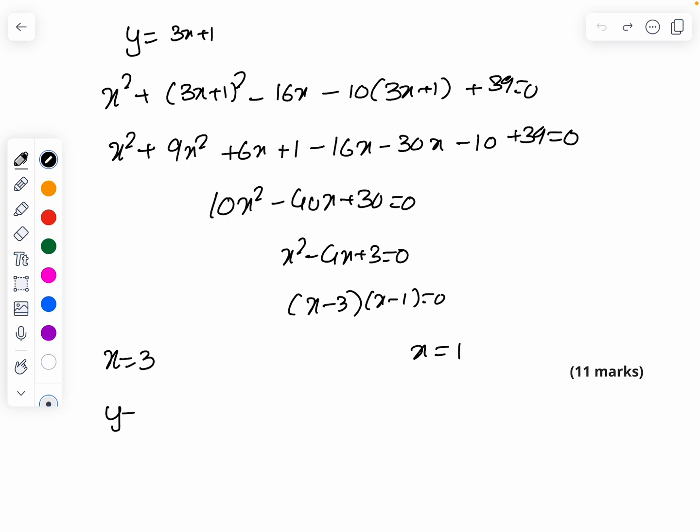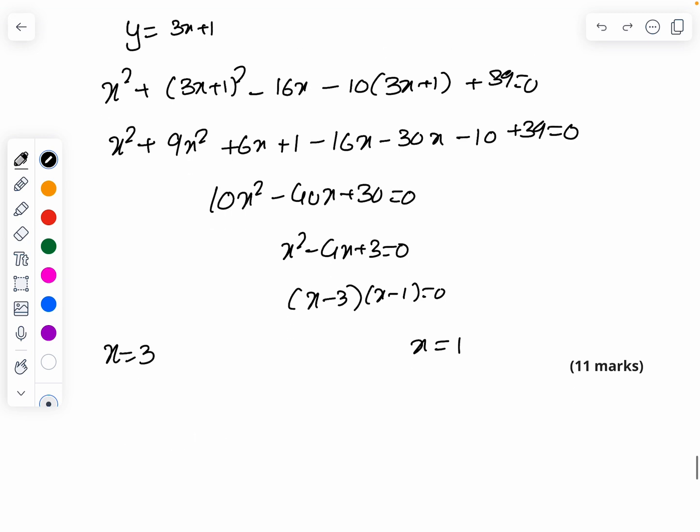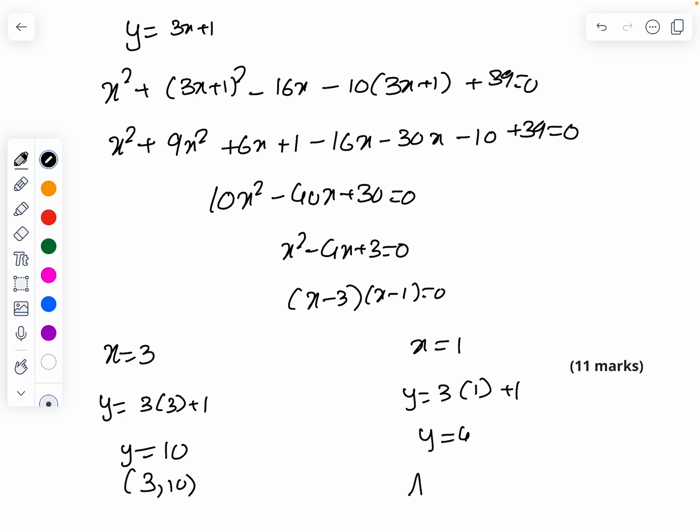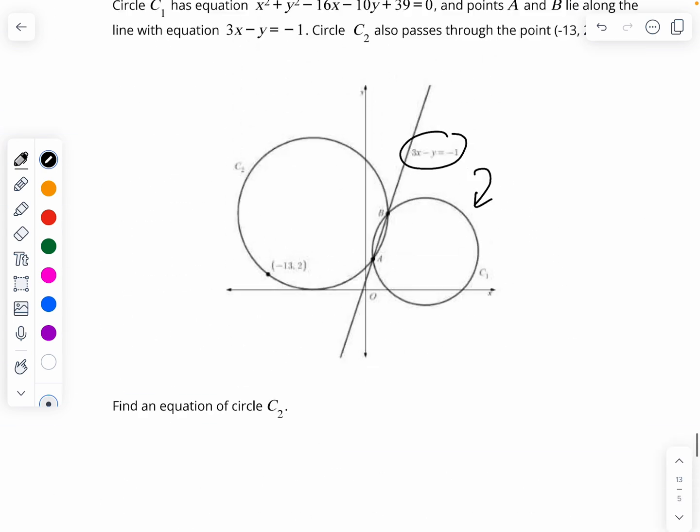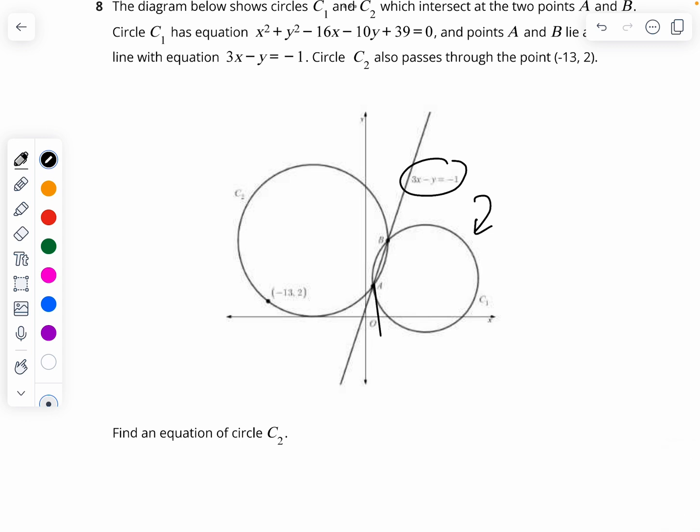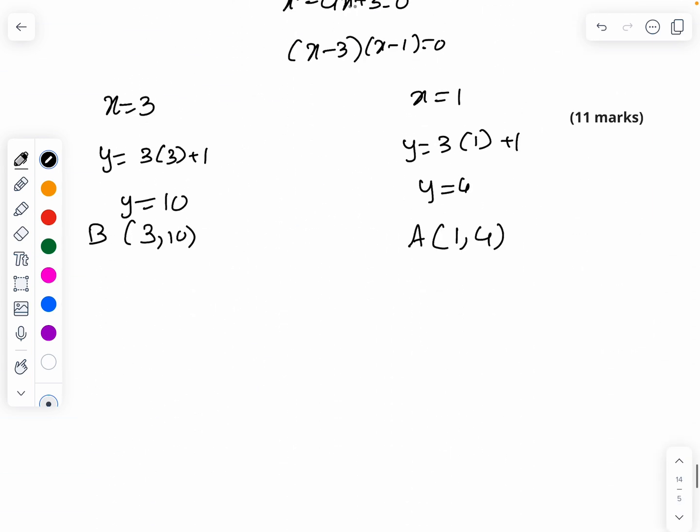So what am I going to do? I know y is 3x plus 1. 3 times 3 plus 1, so y equals to 10. So one point is 3 comma 10. And for another value, 3 times 1 plus 1, so y equals to 4. So point A is 1 comma 4 and point B is 3 comma 10. Because we can clearly see that A is having a lesser value of x and B will be having a bigger value of x. So this is A and this is B. I got the values of A and B.